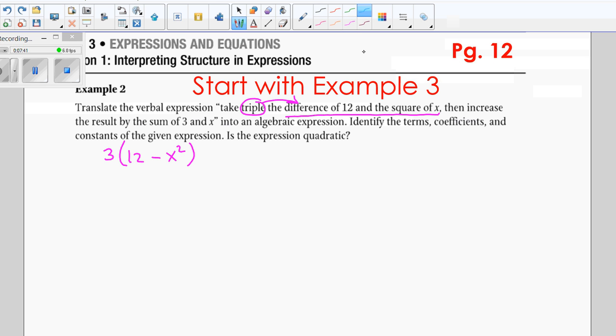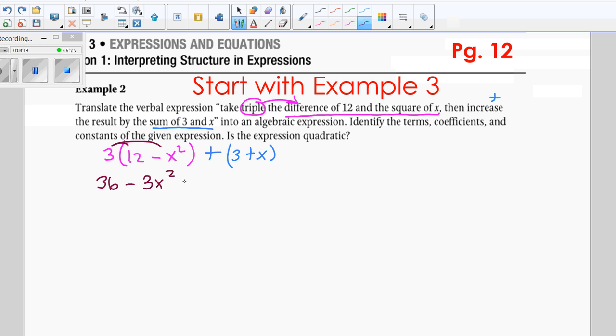Then it says that I want to increase, so increase is addition, increase the result by the sum of 3 and x. So sum is addition as well. So the sum of 3 and x means 3 plus x. And anytime you write something like that, you should put parentheses around that quantity. And then if you go back, I want to increase this answer by that sum. So here's my expression. I need to simplify it. So distributive property. I get 36 minus 3x squared.